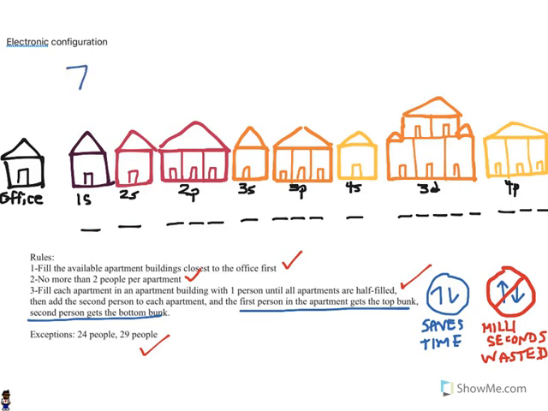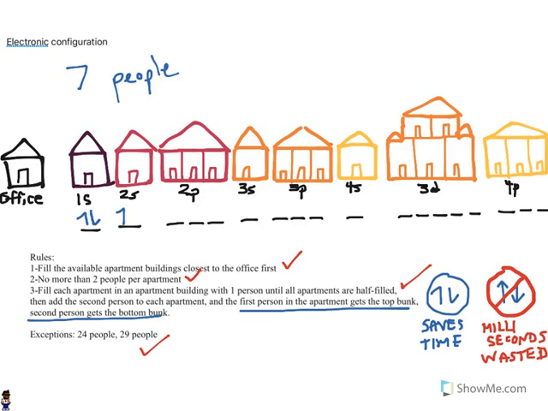Alright, so let's say that we were going to put 7 people in our complex. As we go through the rules, this is the way it would work. The first person goes in the 1S apartment, top bunk, and we're satisfying all the rules. Then we move on to the second person. We don't put them in the second apartment building because we have to fill the available apartment buildings closest to the office first, and we have this extra space, but it's bottom bunk. No 2 people in the same bunk.